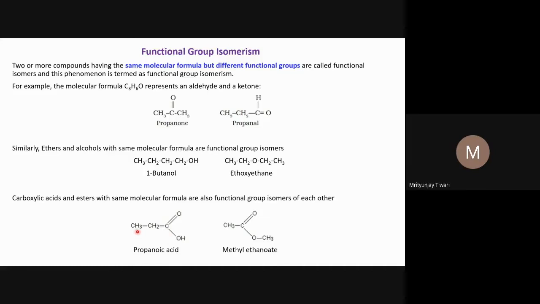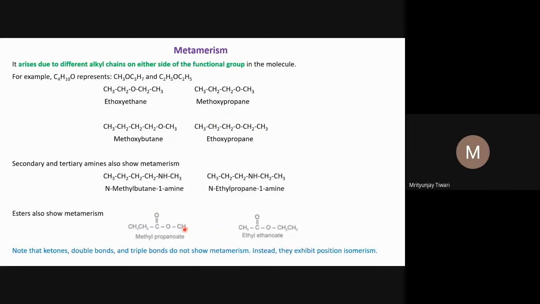As you can see here, this is C3H6O2. The general formula is CnH2nO2. And this one is C3H6O2, so this is also CnH2nO2. So the general formula is the same, but they have different functional groups, so they are functional group isomers. Such compounds with the same molecular formula will show functional group isomerism.